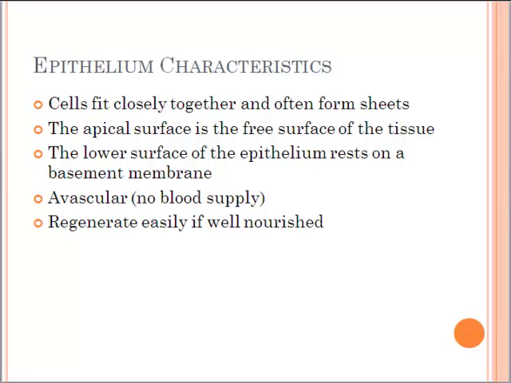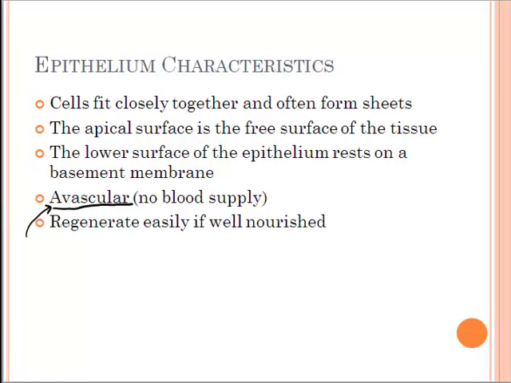Here's another important thing about epithelial tissue. It's avascular. Whenever you see a word that has an A at the beginning, that means no. And vascular means the blood system. So avascular means no blood supply. The last thing to point out here is this idea that epithelial tissue will regenerate easily if it is well nourished. This is very important. Think about your skin. We're constantly losing skin cells, and we want that to regenerate easily. Another example, if you get cut or wounded in some way, you want your epithelial tissue to be able to regenerate.